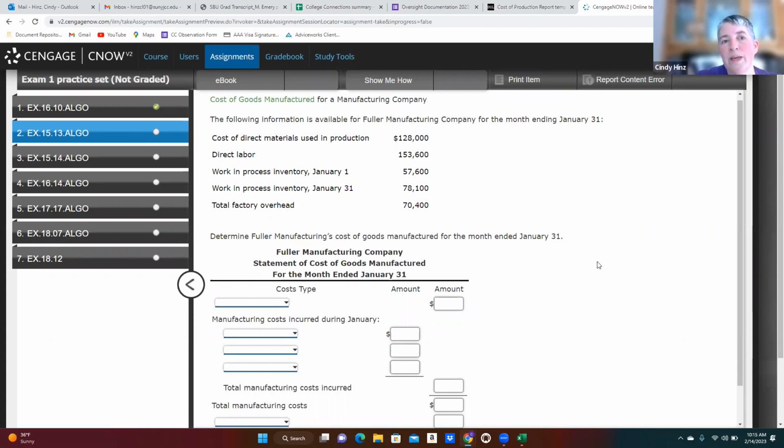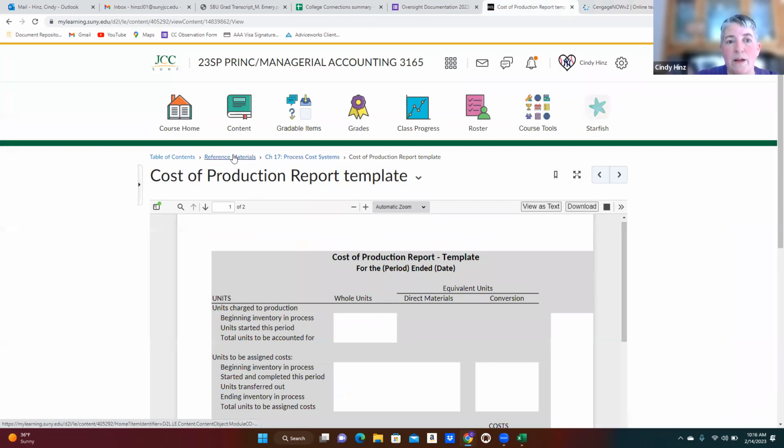So what we're doing in this exercise really is analyzing the flows in and out of the work in process inventory account. And if you look in Brightspace in the chapter, well, I don't know why it's not going.